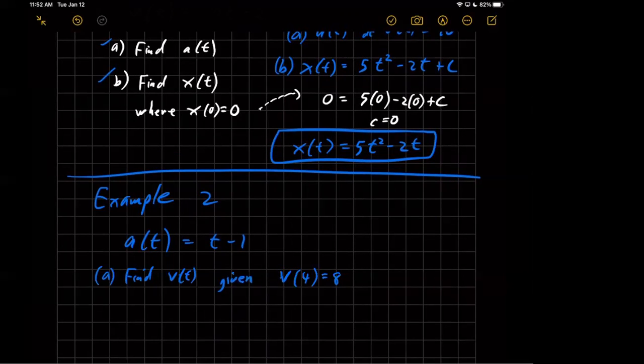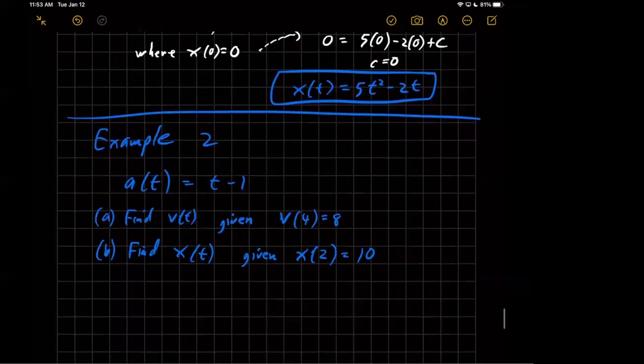And then for part B, we want to find x again. It could be y or s, given that x of 2 is 10. So at 2 seconds, we are at a position of 10 meters. Okay, so we're going to have those extra pieces of information given to us. The givens will allow us to figure out which c value to put in. Without those givens, there are an infinite number of possible answers.